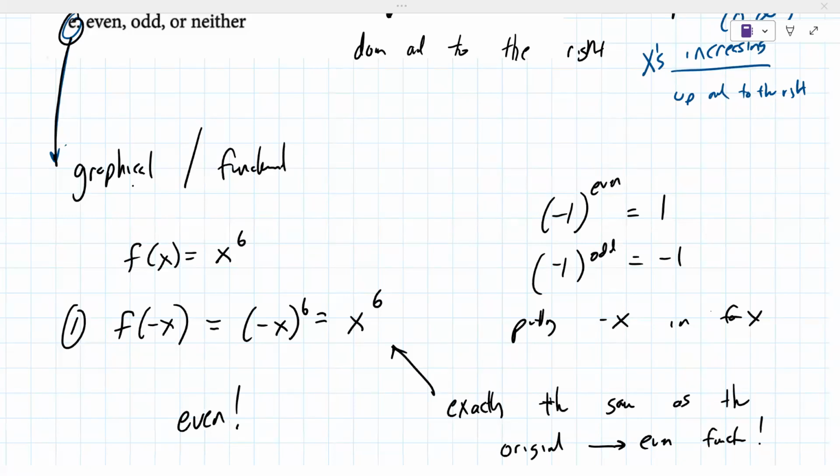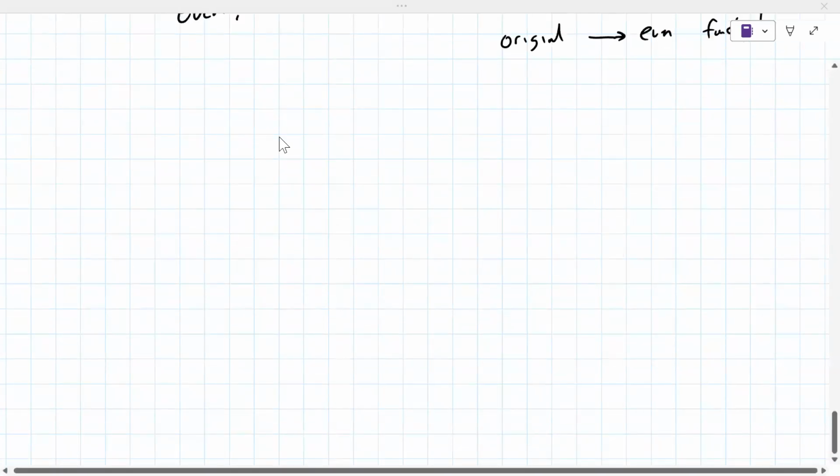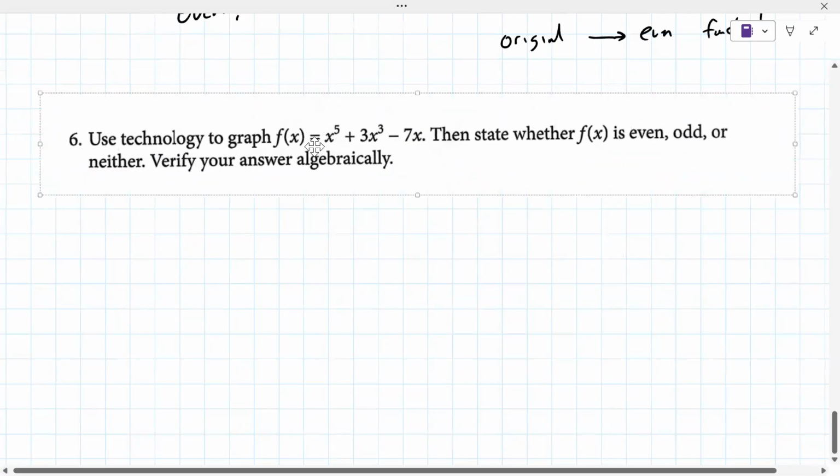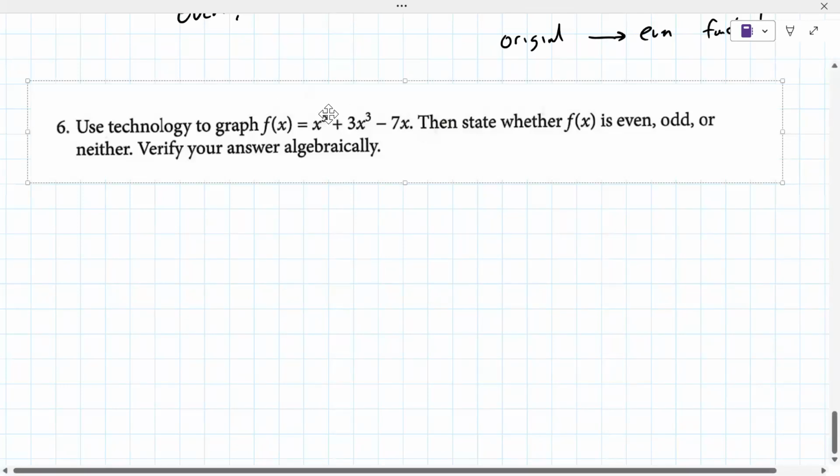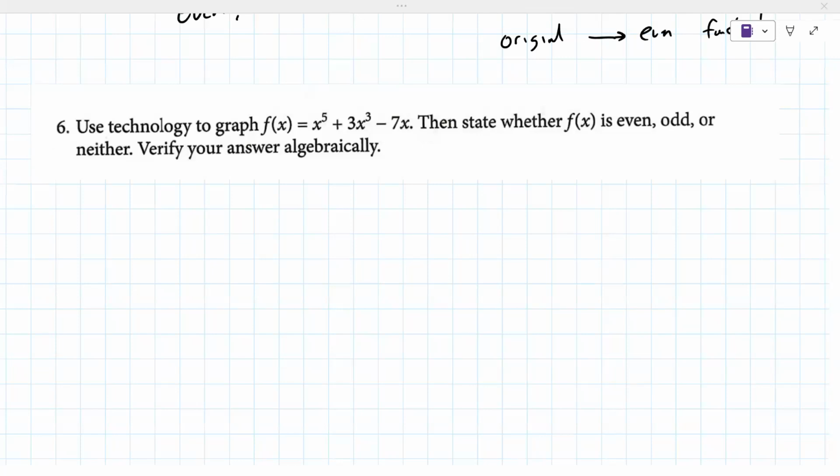Any questions on that? Okay, we're going to do number 6 next because it's actually a lot like the one we just did. Use technology to graph f of x equals x to the fifth plus 3x cubed minus 7x, then state whether f of x is even, odd, or neither, and then verify your answer algebraically. So I'd like you to graph this, please, and use a standard window. And I'll do the same here, and then we'll compare our results.